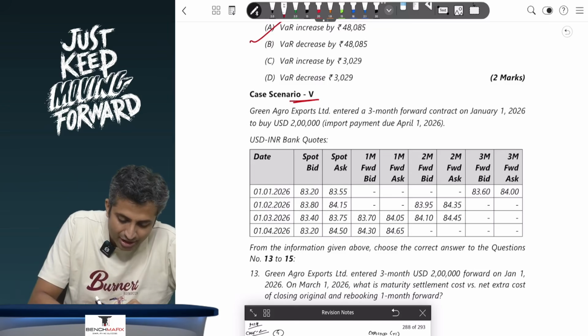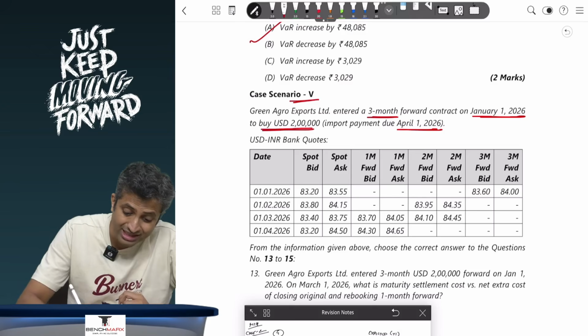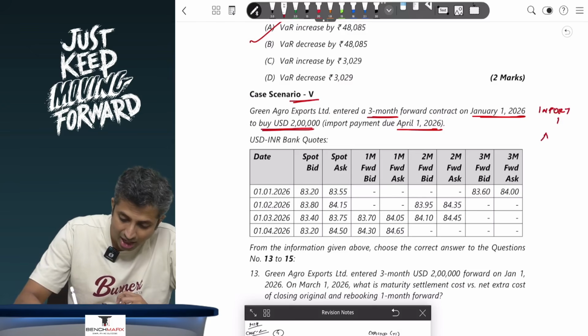Green Agro entered into a 3-month forward contract on 1st January to buy $2 lakh. Import payment which is due on 1st of January. So I'm basically an importer. An importer will buy at the ask rate.